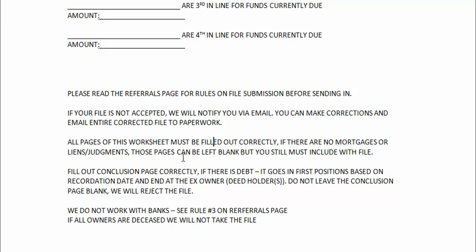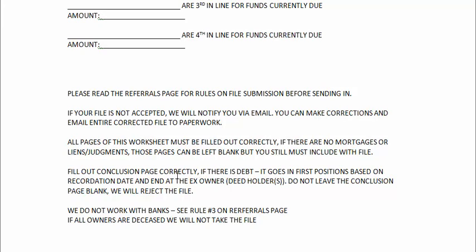And listen, if there are no mortgages, those pages can be left blank, but you still need to include it with the file. In other words, you still got to show, hey, here's where I checked it. Get us a copy where you checked mortgages and it shows nothing showing up. Get us that information so we know what you're working with. And that's also a way for you to commit. We know that you said there's no debt. I'd make a note: no mortgages found.